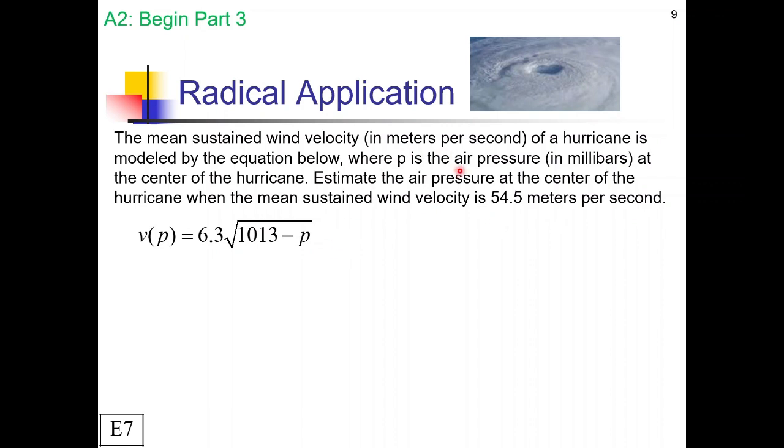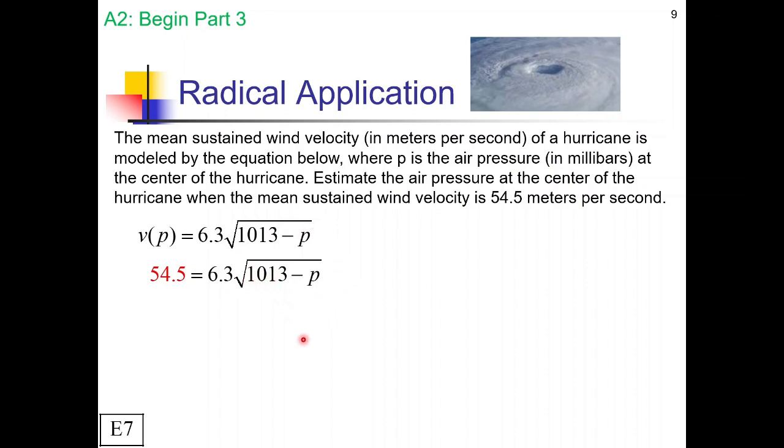Well, if we're trying to get the air pressure, we're actually solving for P. That means we've got to replace V of P with something. And in this case, it looks like they want us to plug in 54.5 for V of P. So that's how we have to approach this problem in the beginning. And this leads us to solving a radical equation. Shocker there, right? So pause the video and see if you can go the rest of the way and find those millibars.